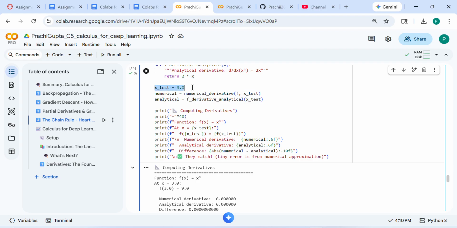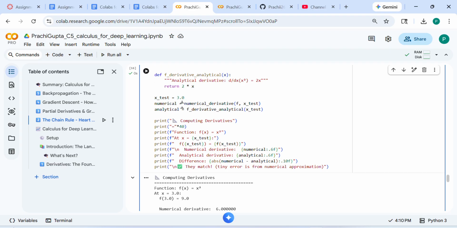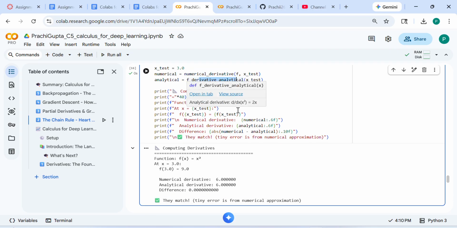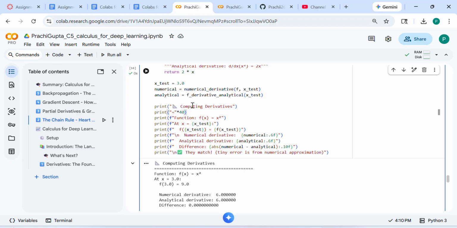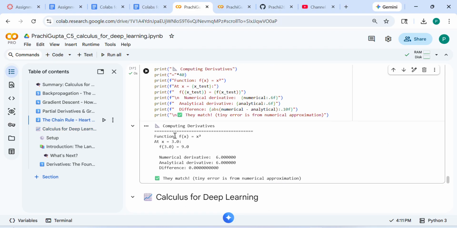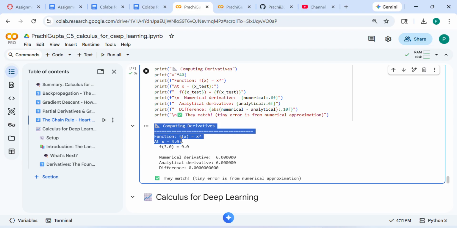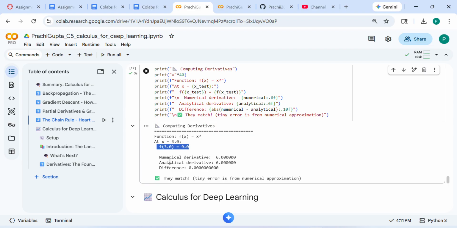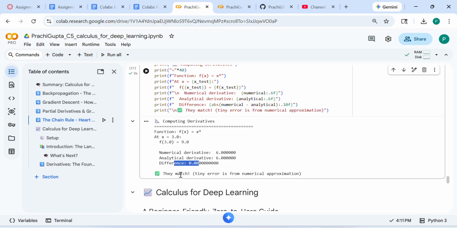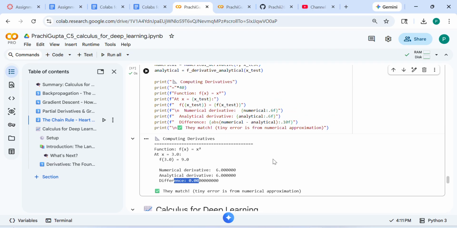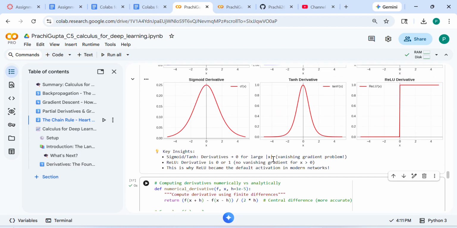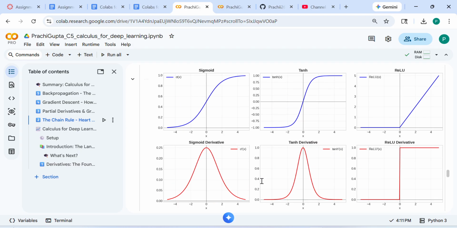Suppose we have a test value of 3, and we are passing it to the numerical derivative and the analytical derivative, and we will just see how the results differ. We will just run this cell. If you see, the function is this: at x equals 3, f(x) is equal to 9, and the numerical derivative is 6, and the analytical derivative is also 6, and the difference between them is 0. So they match. There could be tiny errors from the numerical approximation, but they are almost the same. So these are the two ways we can compute the derivatives.